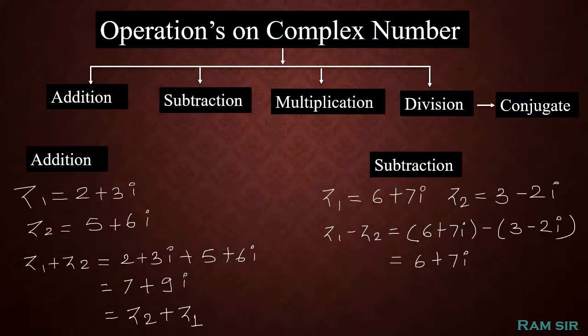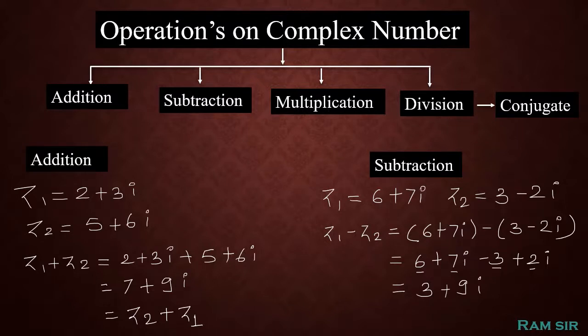Due to minus, we change the sign of this bracket. The second one we get minus 3, and in the next step minus into minus becomes plus 2i. So now again we add real with real, that is 6 and 3 we operate. 6 minus 3 gives you plus 3, and 7 you add with 2 gives you 9i. So this is the answer, 3 plus 2i.